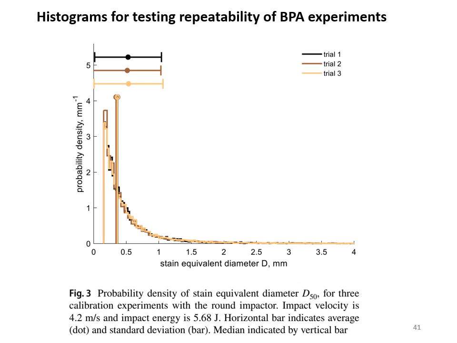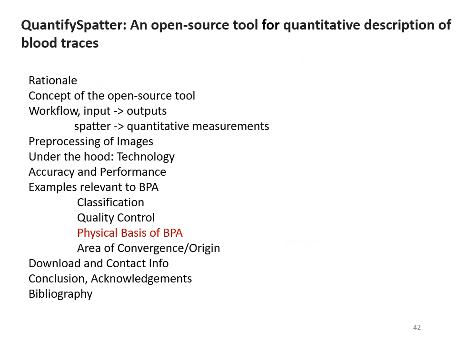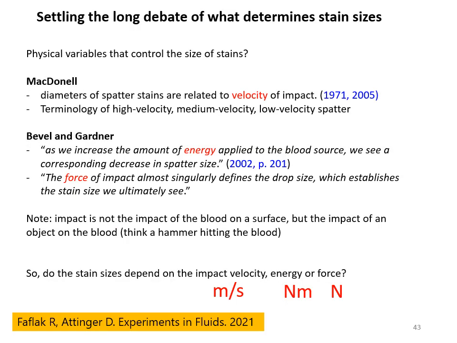Okay, so a third use that I'm happy to report is that you can use this to test hypotheses, for example, on the physical basis of BPA. And the older generation among us might remember those very bitter arguments between members of the IABPA about what is the physical variable that controls the size of stains when you have a blood spatter pattern.